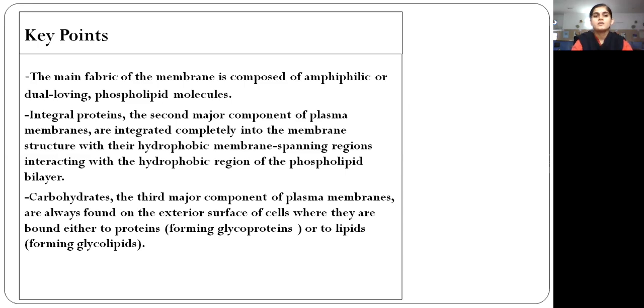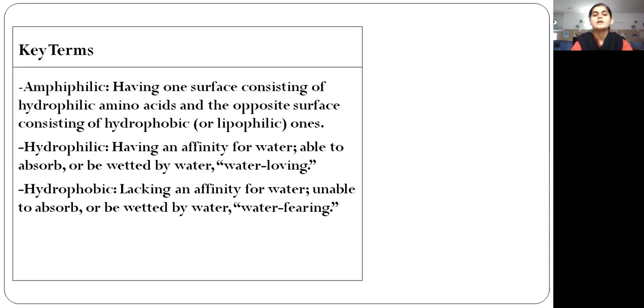Key points: membrane lipids are composed of an amphiphilic nature; membrane proteins are integral membrane protein, peripheral membrane protein, and lipid-anchored protein; membrane carbohydrates interact with proteins as glycoproteins and with lipids as glycolipids. Key terms are amphiphilic, hydrophilic, and hydrophobic.